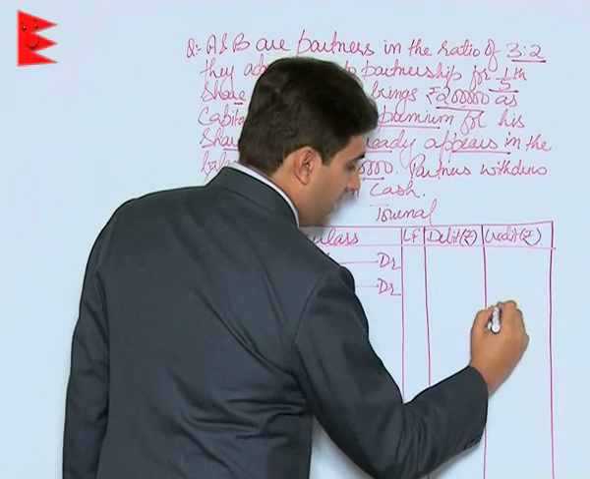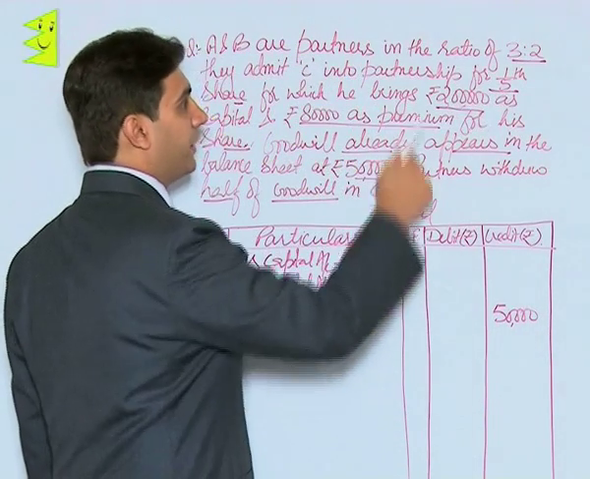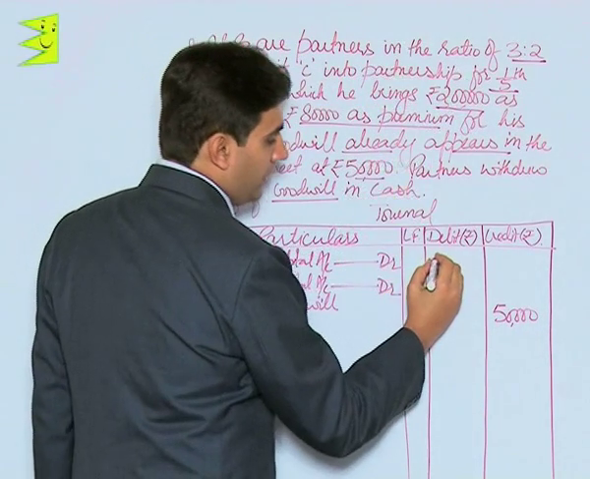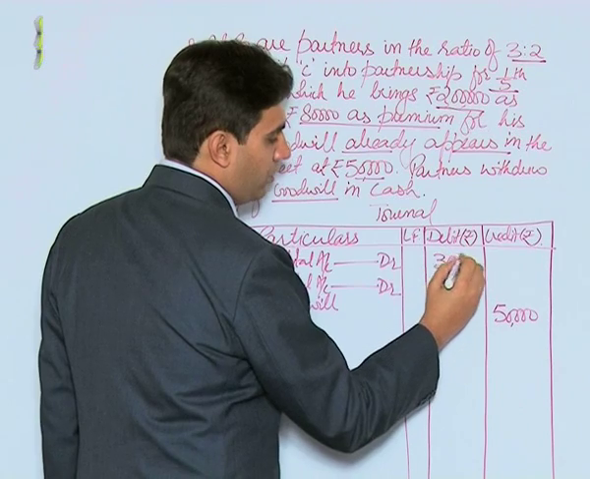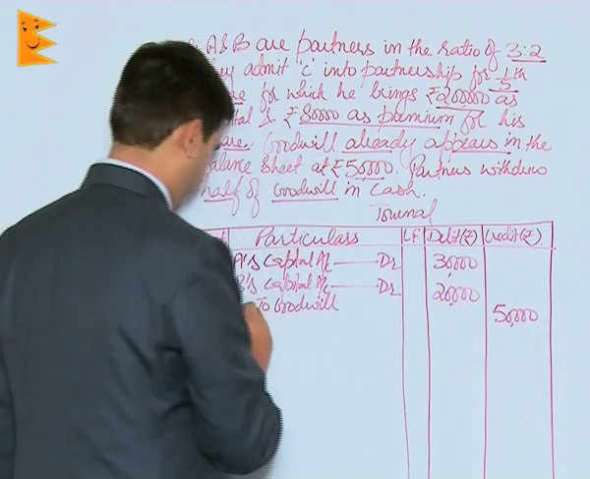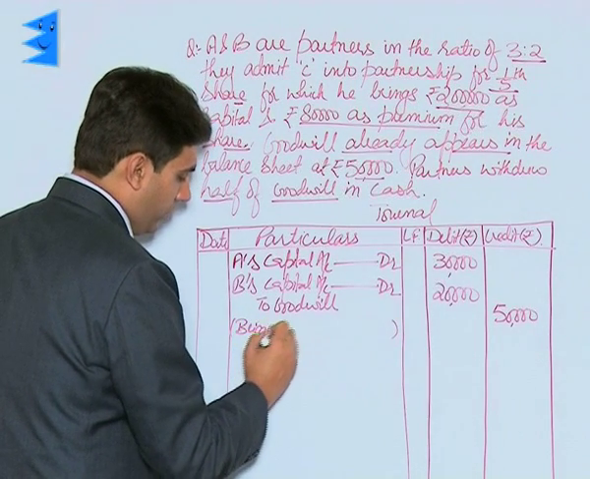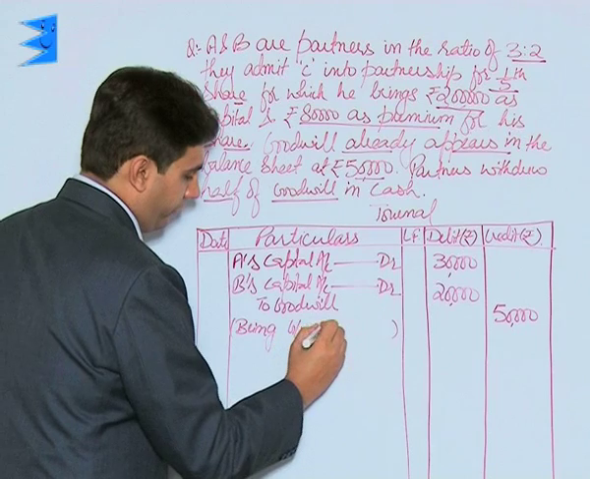The amount that was appearing in the balance sheet was 50,000. This 50,000 will be written off by A and B in the ratio of 3:2. So the amount comes to 30,000 and 20,000. Being goodwill written off.